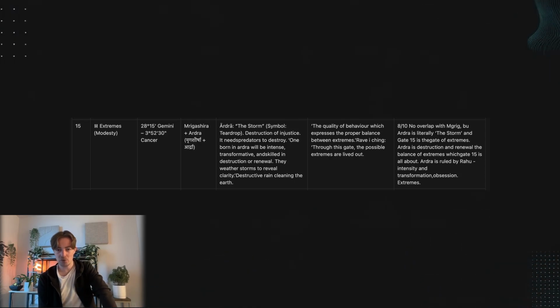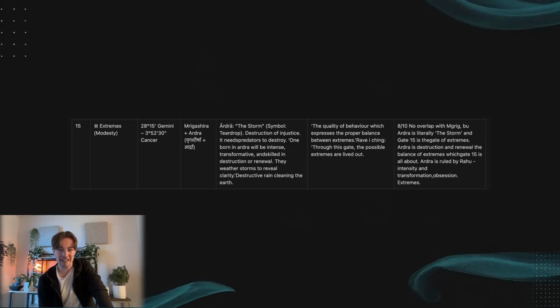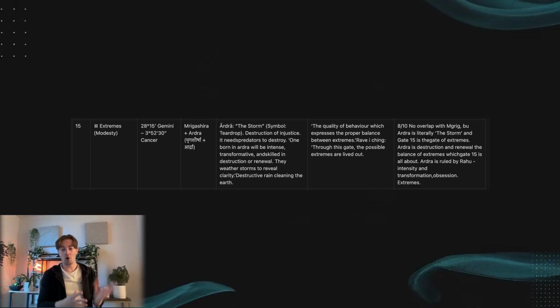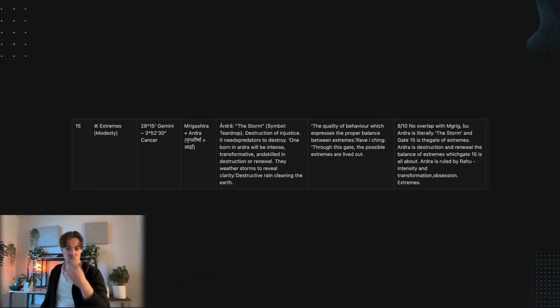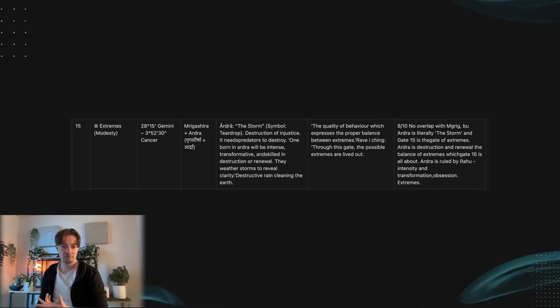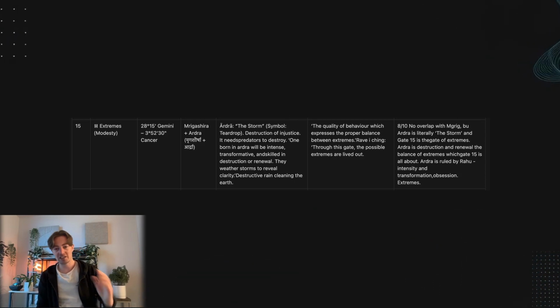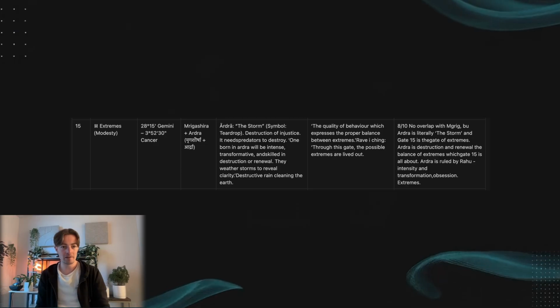The symbol is a teardrop. It's destruction of injustice. One description is it needs predators to destroy. One born in Ardra nakshatra will be intense, transformative, and skilled in destruction or renewal. They will weather storms to reveal clarity. Destructive rain, cleaning the earth. So it's very much a stormy, emotional, destructive nakshatra. Intense, emotionally intense, destructive, transformative, like a storm that clears away the earth.